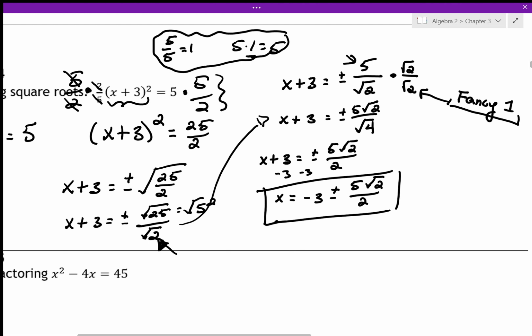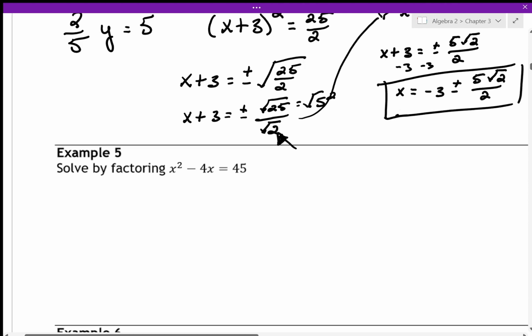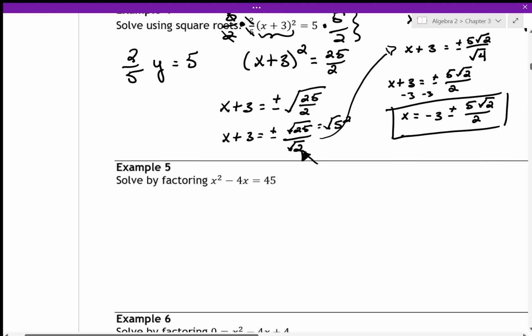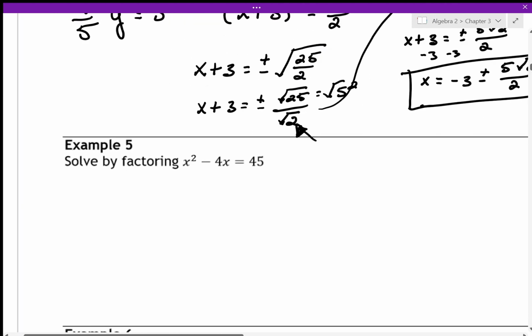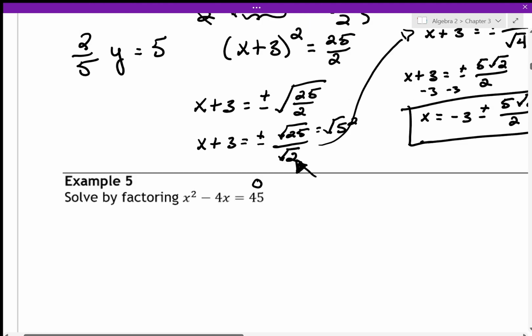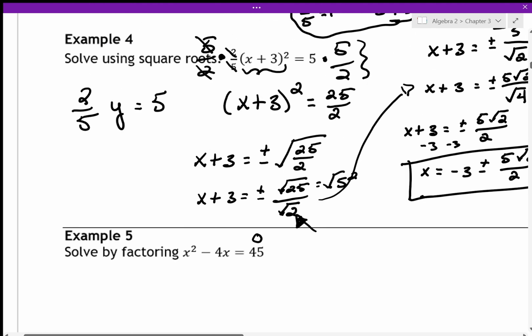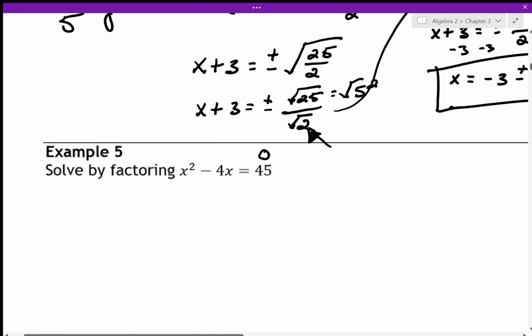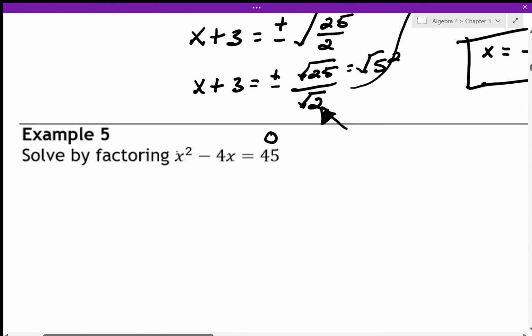All right, let's look at our next problem here. Number 5, we're going to solve by factoring. Now this is a little bit of a different method here, right? Whenever we factor, we want them to be equal to 0. Again, this is different because up here we used square roots, and factoring is going to be a different method. Factoring lets you take care of problems that have an x squared and a plain old x.